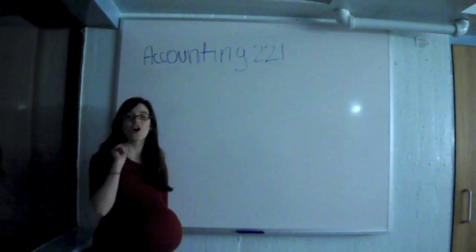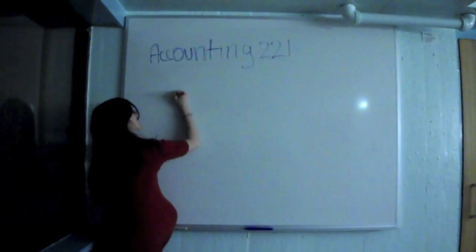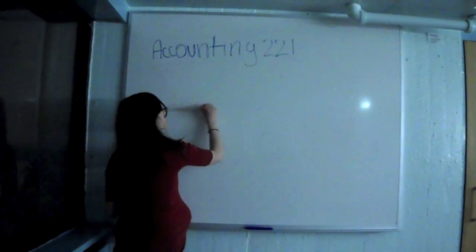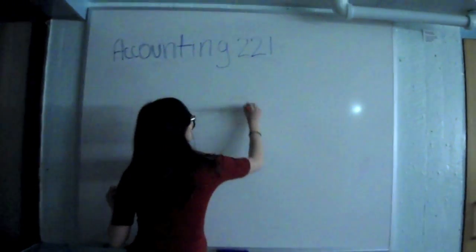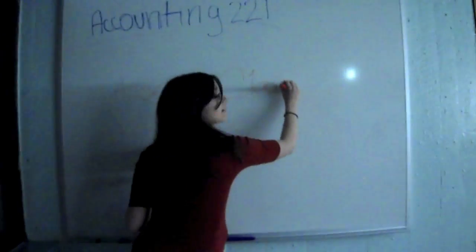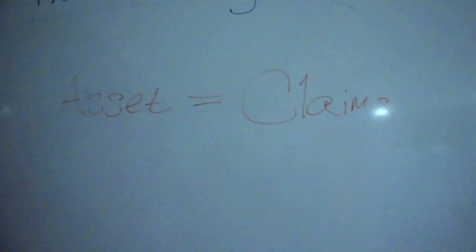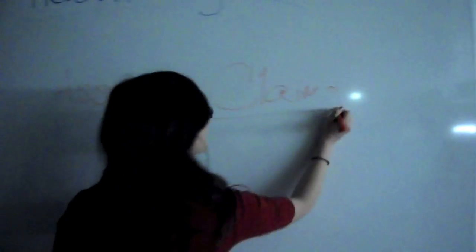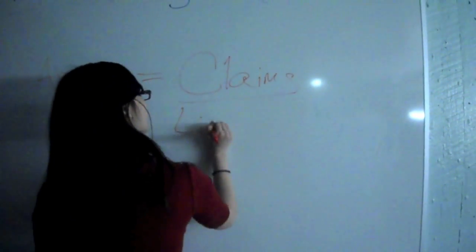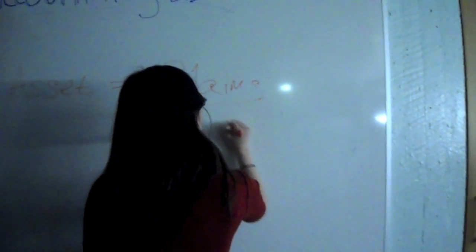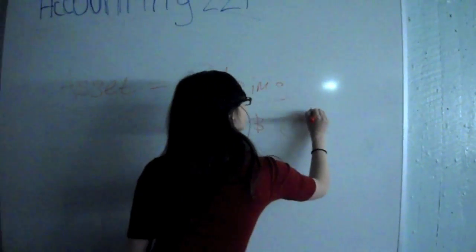First things first, always remember assets equal claims. Cathy? Yes, Cathy, Jenna? What are claims? Claims include liabilities and owner's equity.